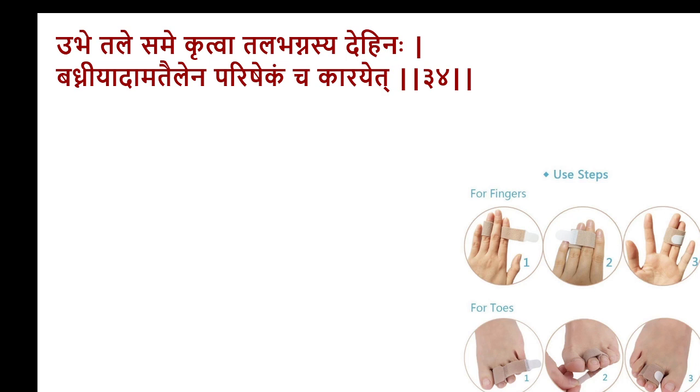Now, I spoke about the body bandaging technique used by Sushruta. In case of Talabhagna, one option was mentioned in the earlier shloka, where fractures of the metatarsal or metacarpal bones are immobilized with splinting. The other option Sushruta suggested is: Ubhetale Samekritva Talam Nursidehina Badniatam Telena Parishekam Chakarayeta. In case of Talabhagna, make use of the other hand or other limb as a splint.